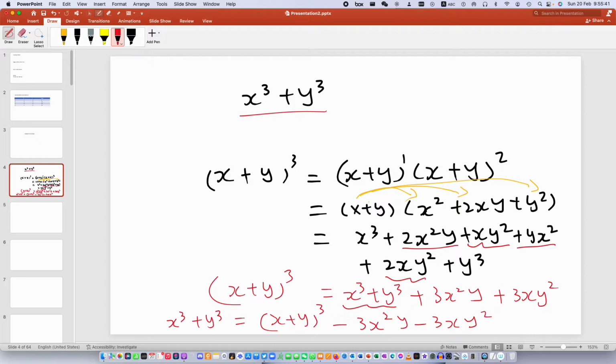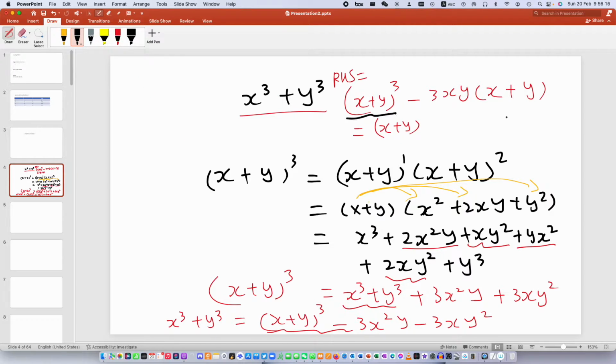If you want, you can take the 3xy out. I'm continuing to do the right hand side. You can take out the common factor 3xy, then you get x plus y, right? You can probably do it better by taking out the common factor between these two terms. So it's x plus y to the power of 3, and then minus 3xy times x plus y. So this is also one answer.